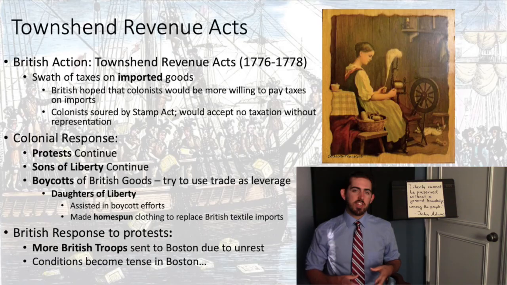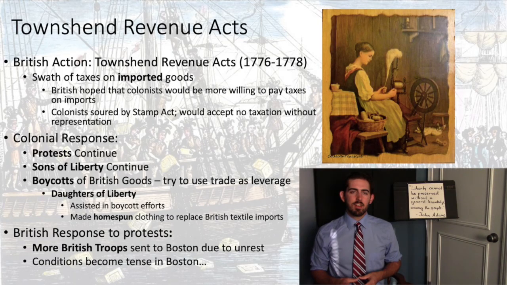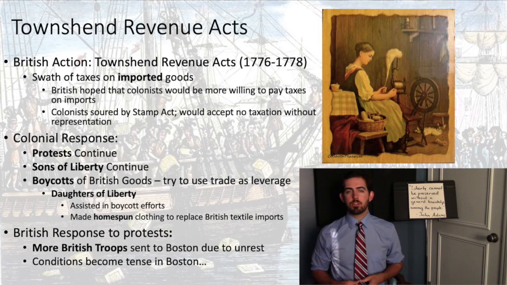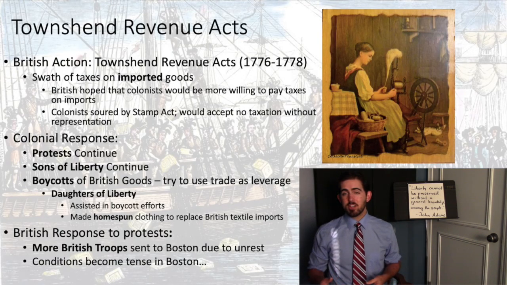First, the protests and hostility towards British officials that had begun under the Stamp Act continued, and in some places it intensified. Second, the colonists organized boycotts of British goods, hoping to use trade as leverage. An organization of colonial women, known as the Daughters of Liberty, was established to assist in these efforts. One of Britain's most important exports in the 18th century was textiles, so the Daughters of Liberty produced homespun clothing so that colonists wouldn't have to purchase British brands. These protests and boycotts endured for years, demonstrating the resolve of the American colonists to resist taxation without representation.